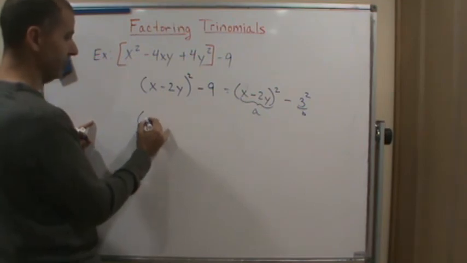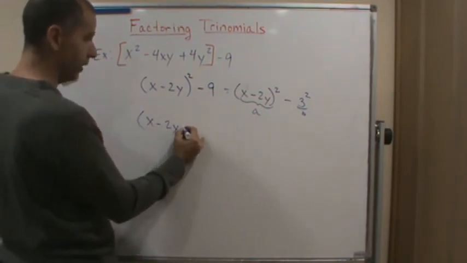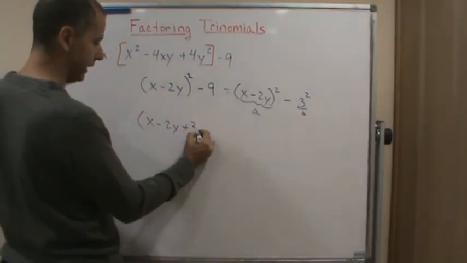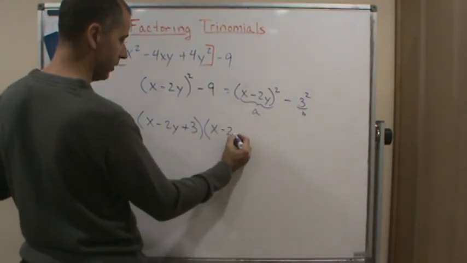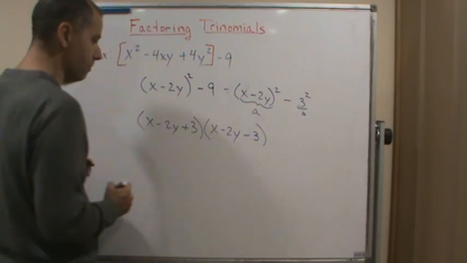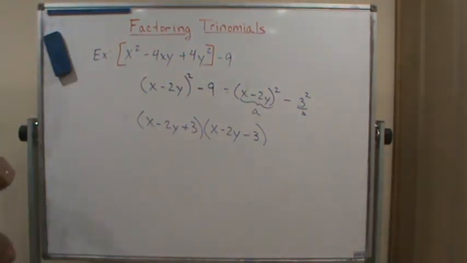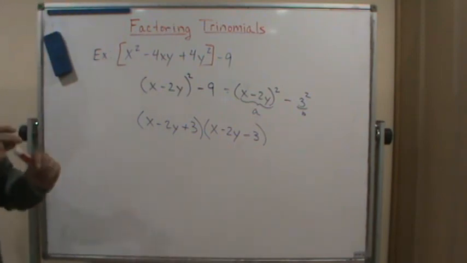So now what does this turn out to be? This turns out to be x minus 2y plus 3 times x minus 2y minus 3. And we're done. Can't simplify this any further. We're done.